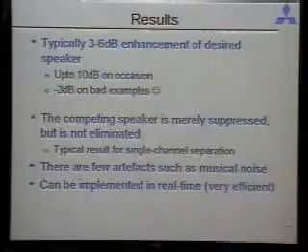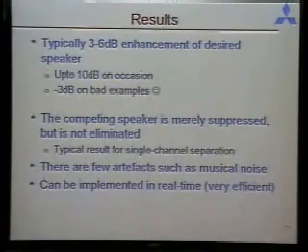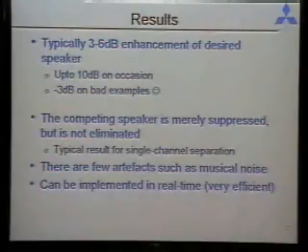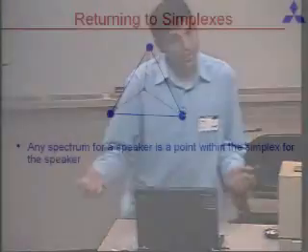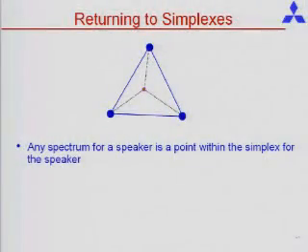In the worst case, when they sort of sound alike, you can get negative improvements for one of the speakers, where you're basically pushing signals from one speaker into the other. The competing speaker is merely suppressed. They're not completely eliminated because of the nature of the model. And sometimes you get a few artifacts such as musical noise. But interestingly, in these procedures, you actually get fewer artifacts than the other masking-based procedures where you actually introduce holes.